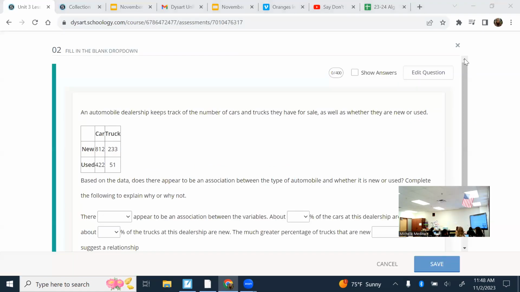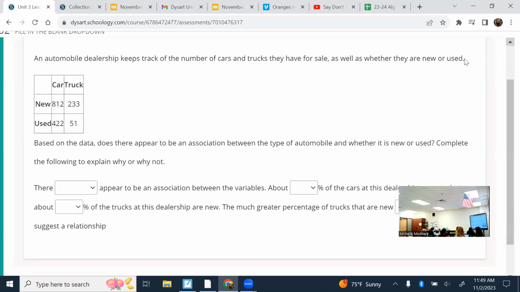This one's a good question. It's really similar to what we did in our notes. An automobile dealership keeps track of the number of cars and trucks they have for sale, as well as whether they are new or used. Based on the data, does there appear to be an association between the type of automobile and whether it is new or used? Complete the following to explain why or why not. Just looking at these numbers, it's hard to tell because they don't have the same amount of cars and trucks. So easily you look at it and think, oh yeah, they totally have a relationship.